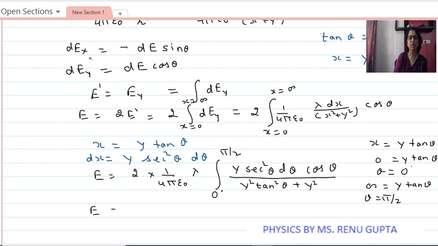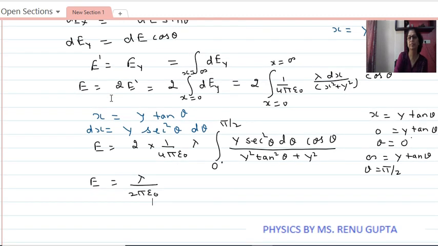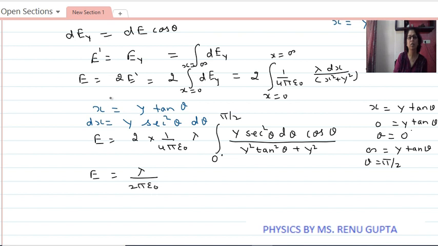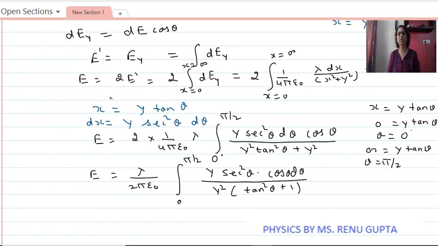Now further we solve it. This is lambda. I cut 2 and 4, that is 2 pi epsilon 0. This is lambda upon 2 pi epsilon 0 integration from 0 to pi by 2 of y secant square theta cos theta d theta upon, I take y square common, it becomes tan square theta plus 1, and tan square theta plus 1 is secant square theta.